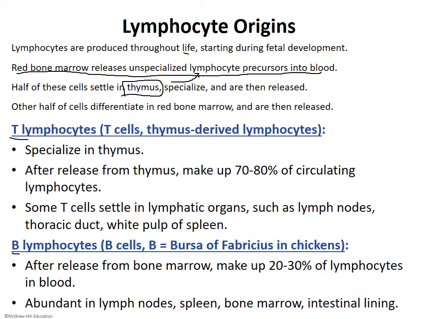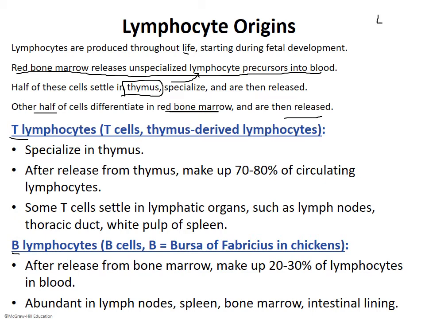Basically, different proteins get put into its membrane to prepare it for what it's going to do. The other half, which would be B cells, differentiate in bone marrow, and then they are released. All right. So that's a difference between T and B cells.